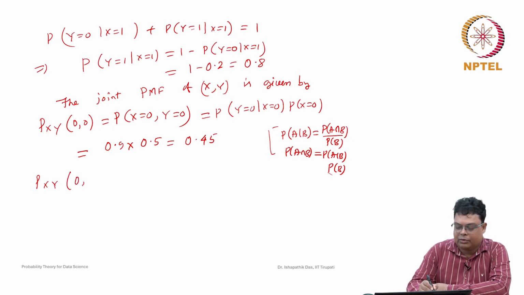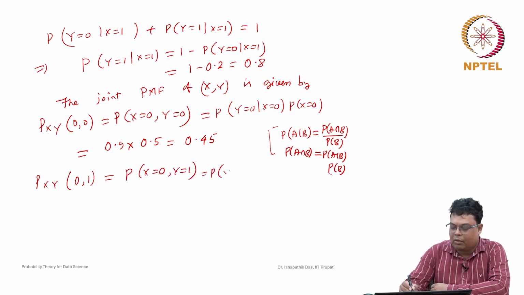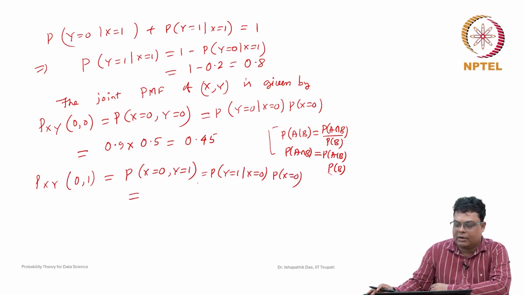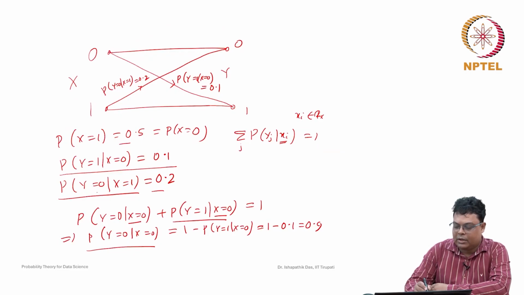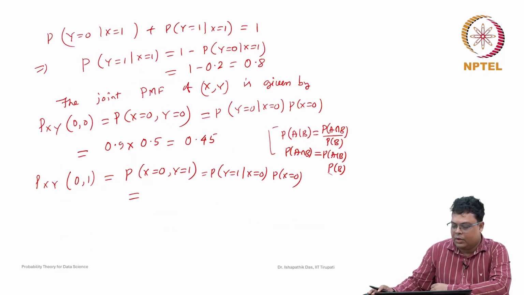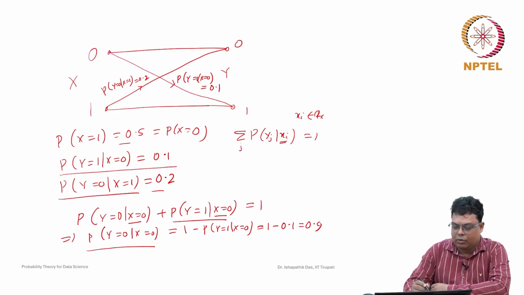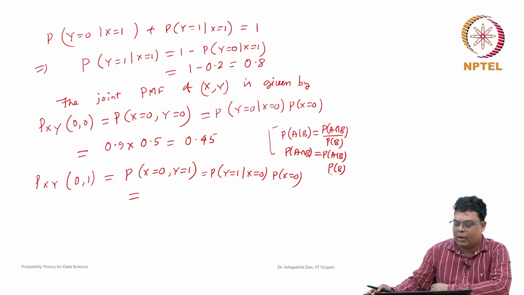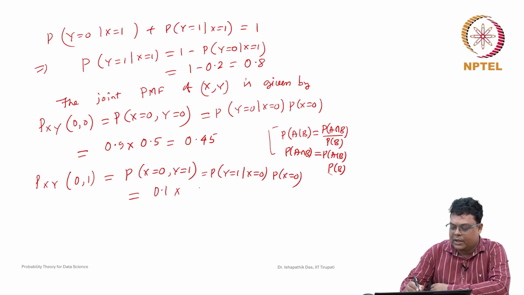So, let us do that. Suppose we want to find Pxy of (0, 1). This is nothing but the probability x equal to 0, y equal to 1. Similarly, we write the probability that y is equal to 1 given x is equal to 0, into the probability of x equal to 0. The probability of y equal to 1 given x equal to 0 is 0.1. So this is 0.1 into the probability of x equal to 0, which is 0.5. So, this will be 0.05.